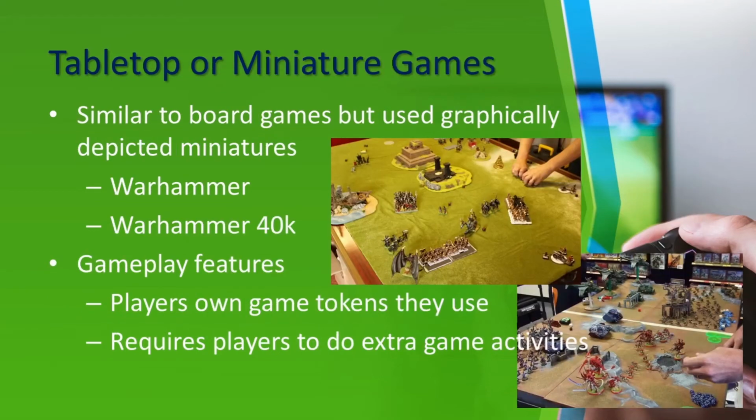Okay, next you also have your tabletop or miniature games. So similar to board games, but they use graphically depicted miniatures. So let's say, for example, we have your Warhammer and your Warhammer 40,000. So instead of using chess pieces, in this type of game you're using miniatures, okay? Detailed miniatures of the playable characters.